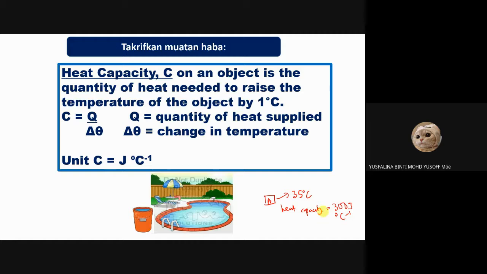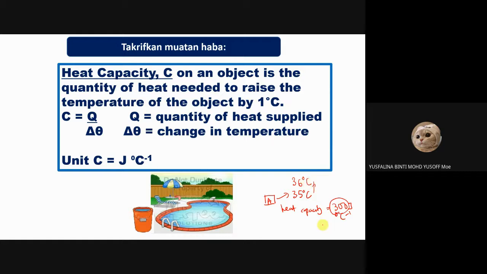So what does heat capacity mean here? To increase object A from 35 to 36 degrees Celsius, it needs 300 joules of heat. If I give 300 joules of heat to object A, the temperature increases by 1 degree Celsius, so it will become 36.